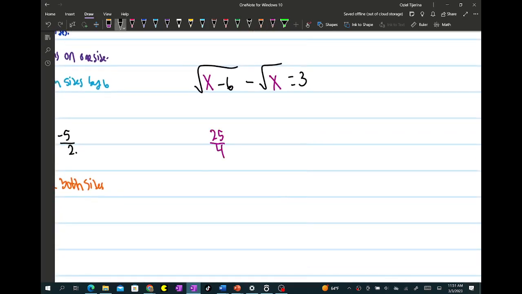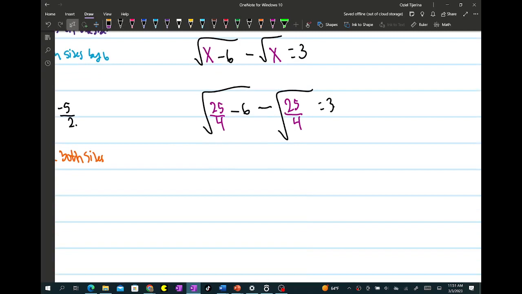And we know that it'll be 25 over 4 here, so the square root of 25 over 4 minus 6, minus the square root of 25 over 4, is equal to 3. So we want to see if this is true, and if it's not true, then that means it would be extraneous, so there would be no solution.